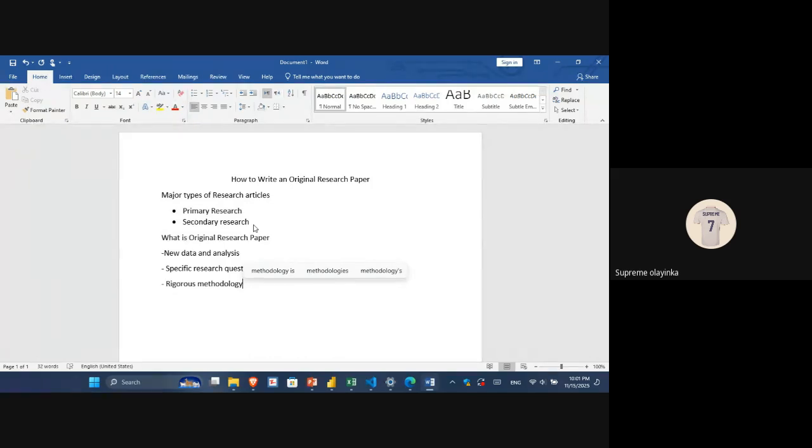So now let's continue. What is original research paper? We've discussed that original research paper is the research paper that you write, where you are actually the one that makes the discovery, a novel discovery. So that's what we call original research paper. So what are the things we need to factor in when we are trying to do an original research paper?